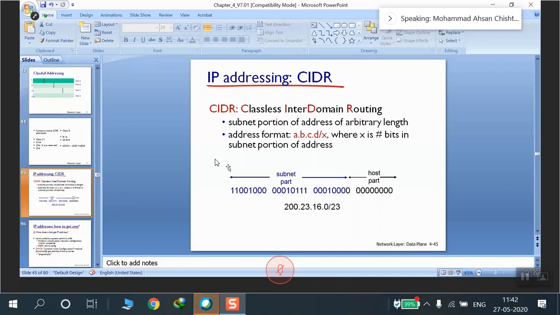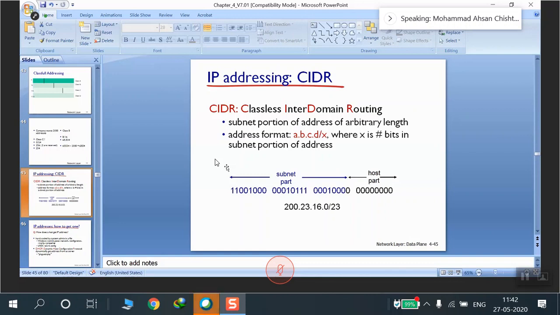So the network part of these IP addresses can be of any bit length rather than 8, 16, 24, denoted here as a.b.c.d/x, where x is the network prefix or network mask denoting the leading bits, and x can have any value.